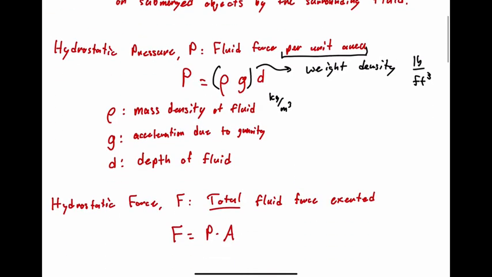Hydrostatic force is the total fluid force exerted on a submerged object. The formula for hydrostatic force is P, that's pressure, times the area of the object. And we're assuming here that the object is horizontal. So we have a horizontally submerged object, so that the depth is all the same throughout the object.